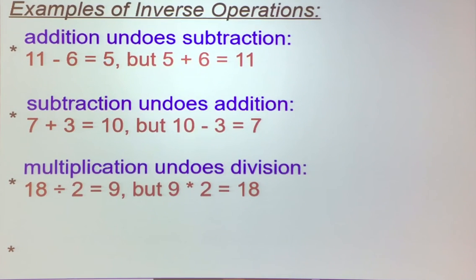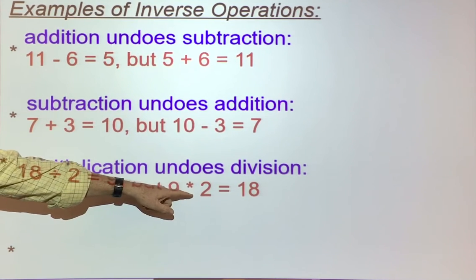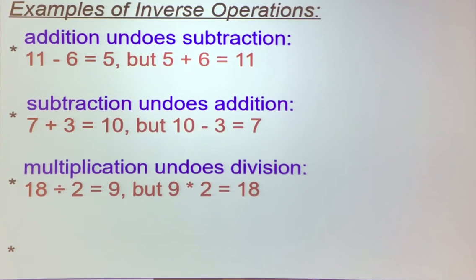Multiplication undoes division. Say we divide 18 divided by 2. Well, that gives us 9. But if we take that same 9 and undo that divided by 2, which would be multiplied by 2, it's going to give us 18, which puts us back where we started.